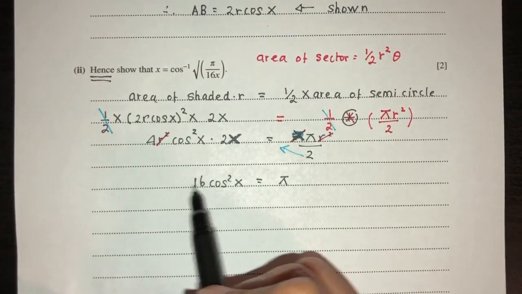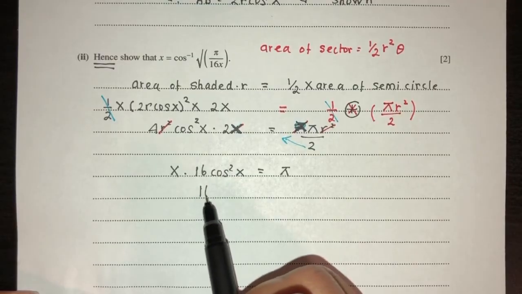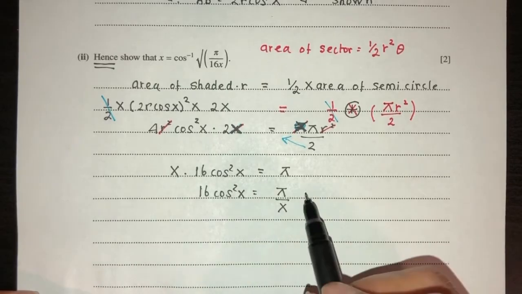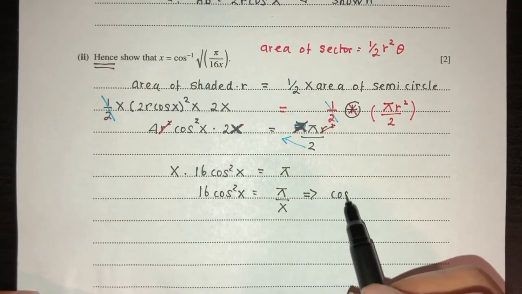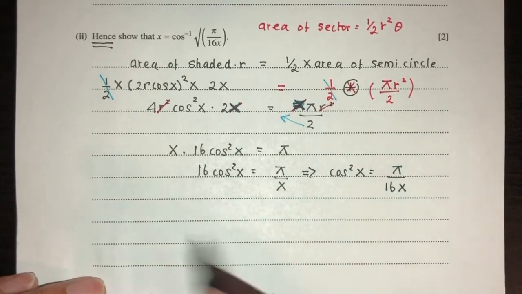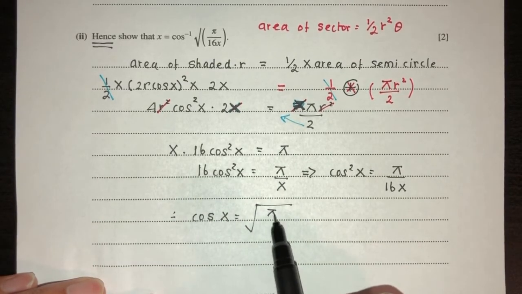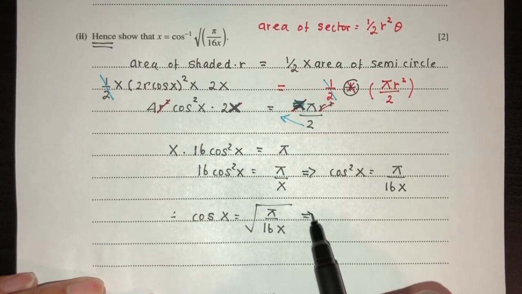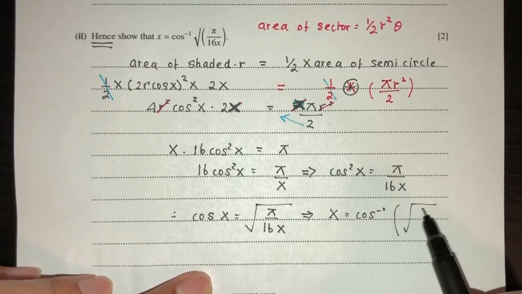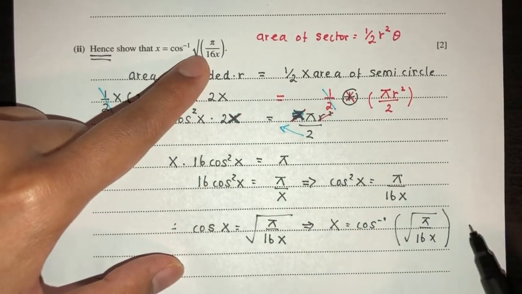So basically we will have x times this equal to pi. Now simplify: we have 16 cos squared x equal to pi divided by x. Moving on, cos squared x is equal to pi divided by 16x. From this you can write cos x as the square root of pi over 16x, and that will give you x equals cos inverse of root of pi over 16x. And this is shown as required for part 2.